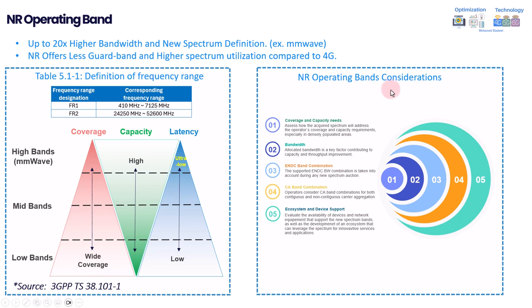Another thing we would like to share with you: assume that operators in general, whenever they are going to have a new band, try to have an auction or purchase a new band, usually check some considerations. For example, the first part is about the coverage and capacity needs, right?